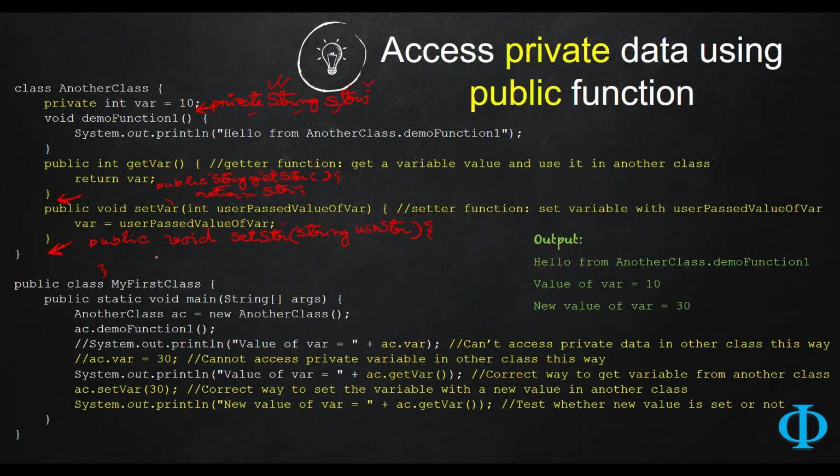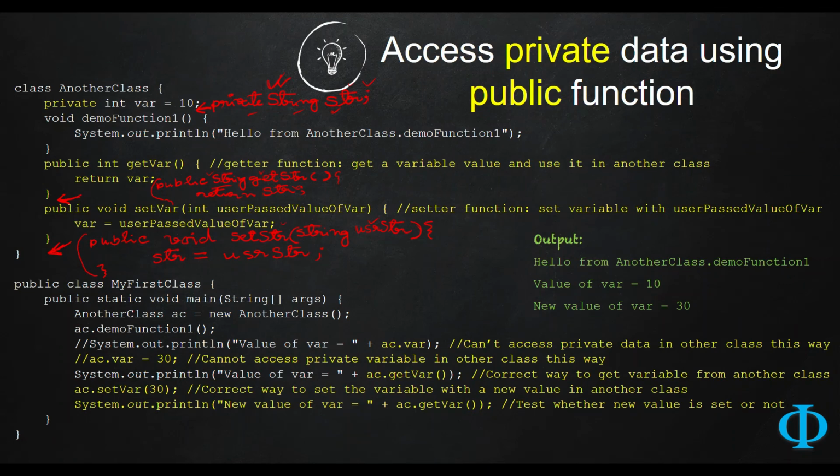And inside this set str, what you need to do is just do str equals, just assign this user str in here inside this str variable. So that is it. So here is just another example I just illustrated. If the private variable is of type string, and if the name is str, this is how you can create a getter method for that str variable and a setter method for the string variable.